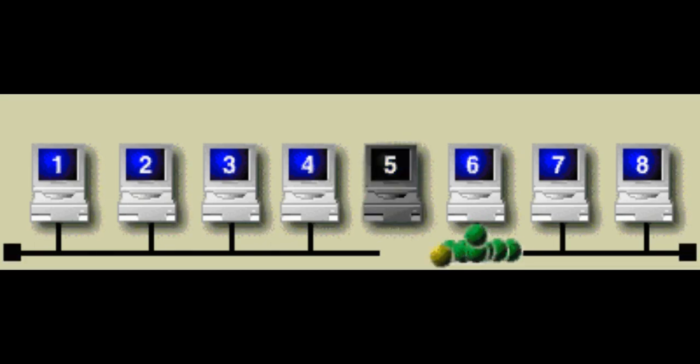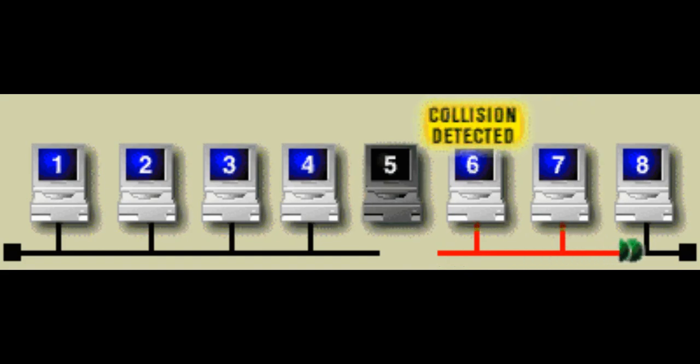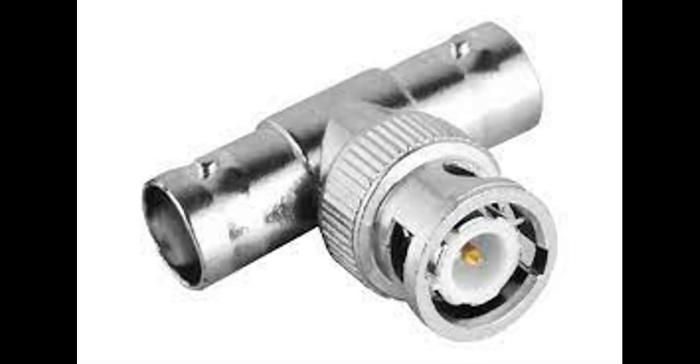The other thing too, in terms of a limitation, is that if there's a break at a particular section of the cable, it will mean that the data will not be able to be sent to computers on the other side of the break, as you're seeing here. Also, this topology, the bus topology, would normally use this T connector that you're looking at here, which is a BNC connector. That is how the cables will be connected to the back of each computer.